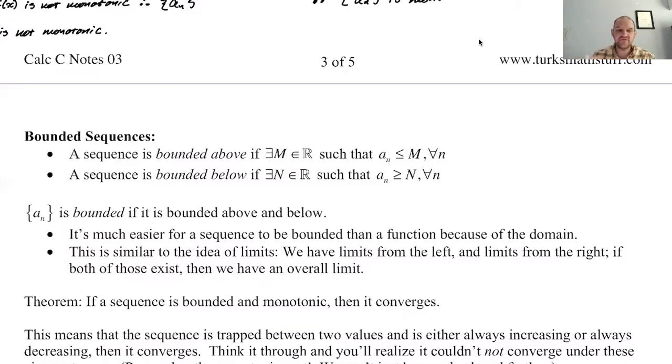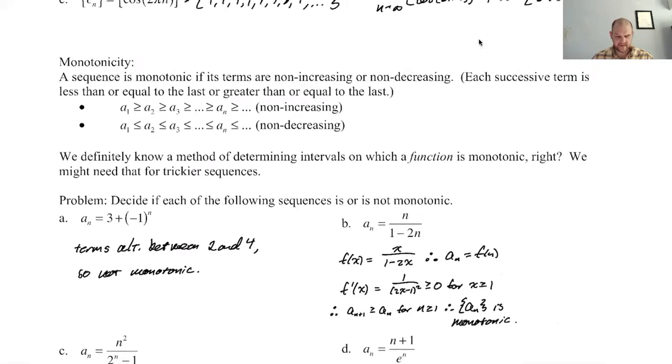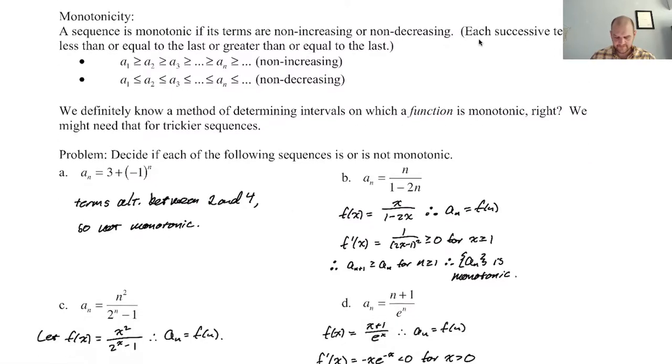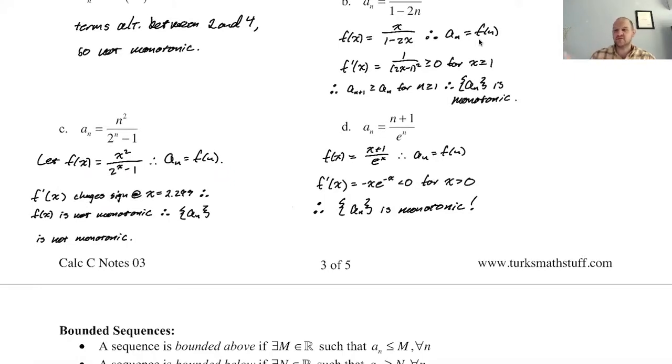Anyway, page 4, notes 3, Calc C, talking about sequences. We just talked about monotonicity. So a sequence is monotonic if it is non-increasing, meaning the terms always get smaller or stay the same, or non-decreasing, which means the terms always stay the same or get bigger. We looked at the first derivative to tell us if a function was monotonic, or a sequence, I should say.